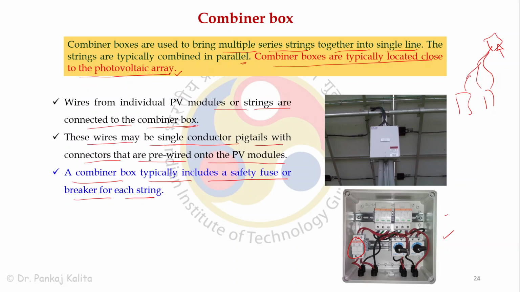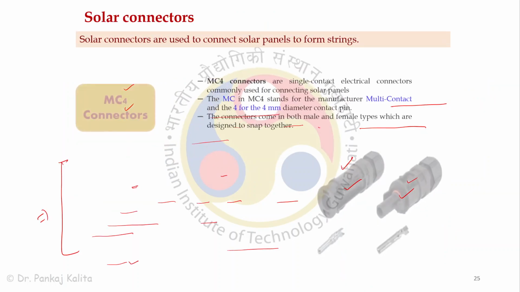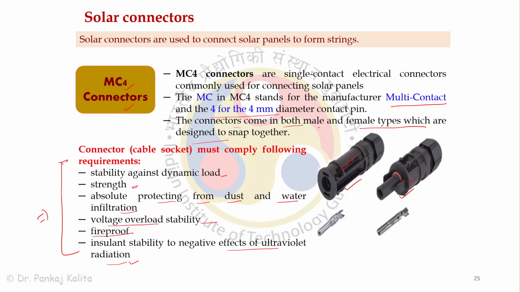So there are combiner boxes. Basically these are a type of safety and include a safety fuse or breaker for each string, a type of enclosure for the cables, and different switches like MCBs, RCCB, etc. So these are connectors. They are different parts that are used to connect cables and all those types of things.